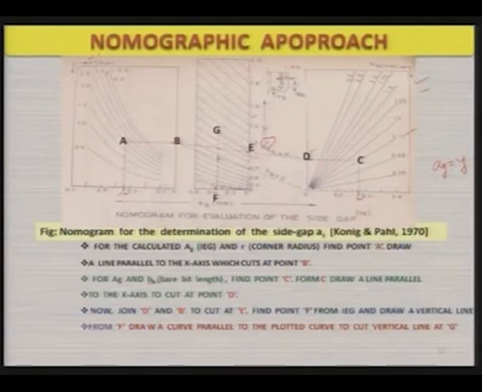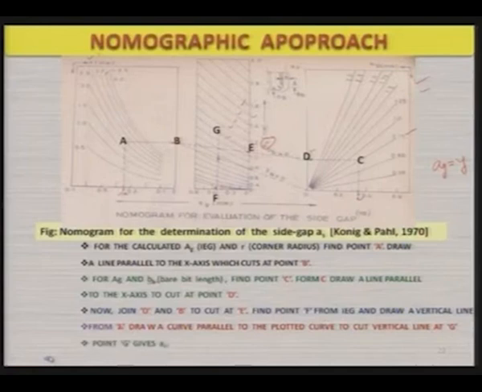From this point E, sorry, not F, this is point E. From point E, draw a curve parallel to this particular, because you can see various curves are plotted here. From point E, wherever it is cutting, you draw a curve parallel to this and draw a vertical from point F. So, both of them will cut at point G.